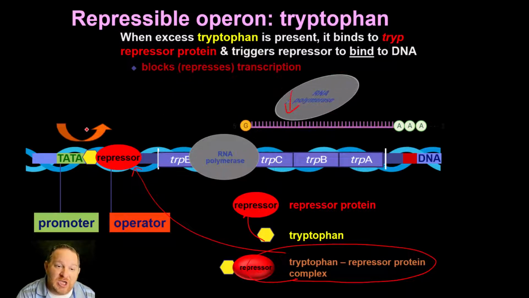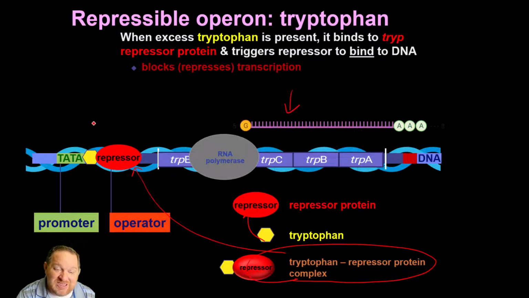No, it cannot. So RNA polymerase cannot bind, so it has to go on. So this is a way that we turn a gene off. This is what we call a repressible operon. Tryptophan is an example. Why?